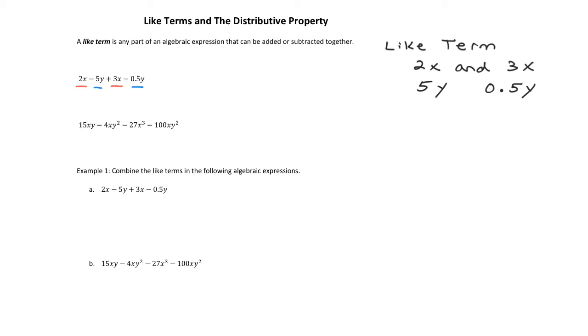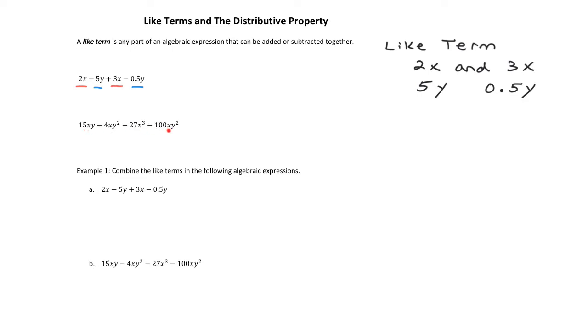Now in our second expression, the like terms look a little bit more complicated, but the idea is the same. All we have to do is look at the variables, and the variables have to be identical for terms to be like terms. If I start with the 15xy, the 15 I can kind of ignore and focus on just x and y. If I go to my next term, I have xy squared, so they're not exactly the same, so these two are not like terms. If we now check out the x cubed, there's no y's in there, so that can't be a like term with 15xy.